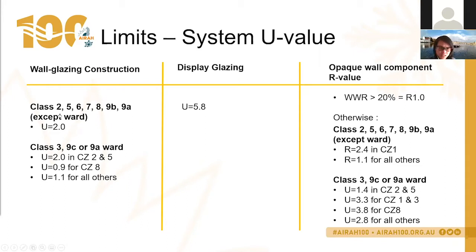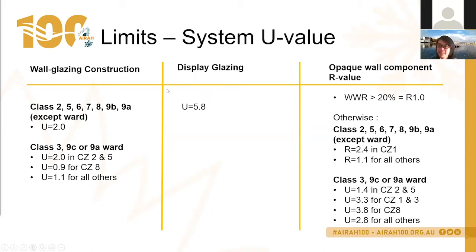And essentially, I like to classify that into daytime buildings and then overnight buildings. You can see that in overnight buildings, class 3, which is a hotel, class 3, 9 or 9A, your U value is 2.0 in climate zones 2 and 5. So that's like Brisbane and your Sydney, Perth, Adelaide. But once you get to a colder area, in the Alpine area in climate zone 8, your U value is 0.9, and it's U equals 1.1 for all other climate zones. So more stringent compared to a daytime operation building.